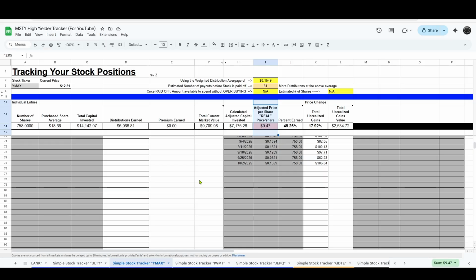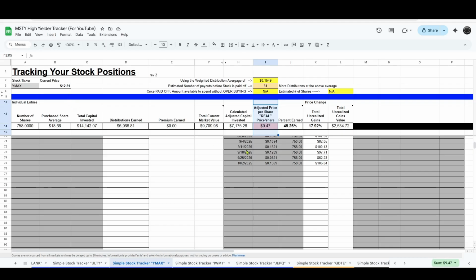And that is why it is very important to calculate and know what your real price per share is. So definitely, if you're not using my sheet, then use a sheet that you create so that you can track that real price per share to help you understand where you really are in a position. Because it is very important to know that. And it also will help you to know when is the right time to purchase more shares.